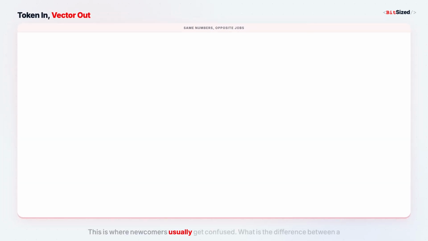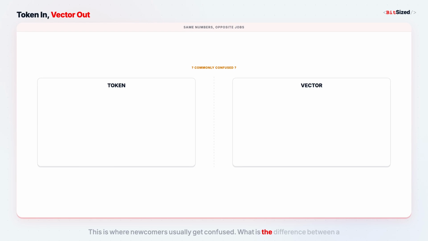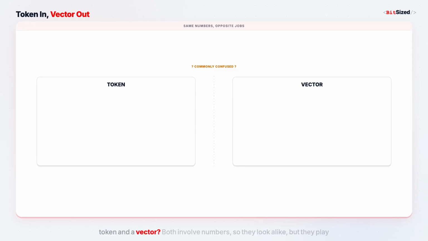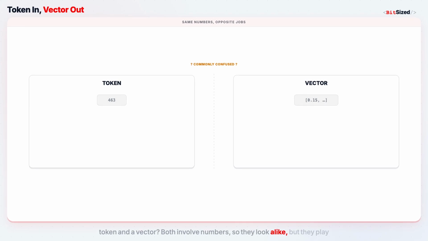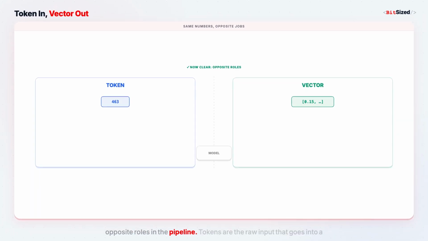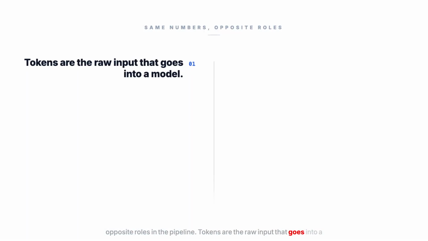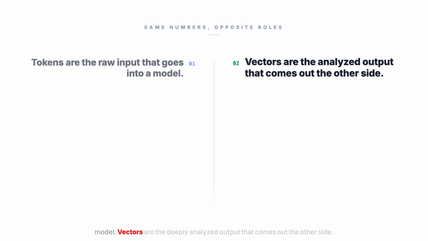This is where newcomers usually get confused. What is the difference between a token and a vector? Both involve numbers, so they look alike, but they play opposite roles in the pipeline. Tokens are the raw input that goes into a model. Vectors are the deeply analyzed output that comes out the other side.